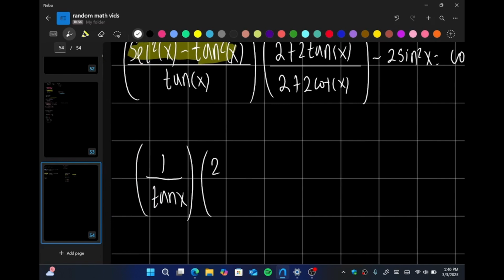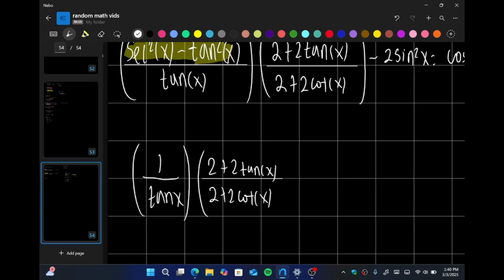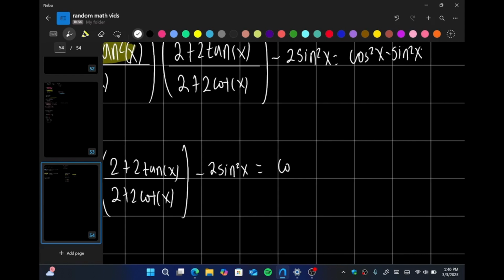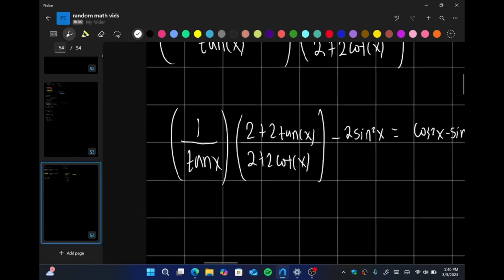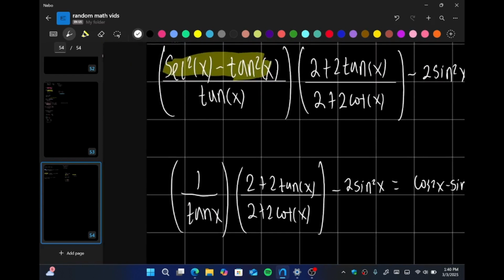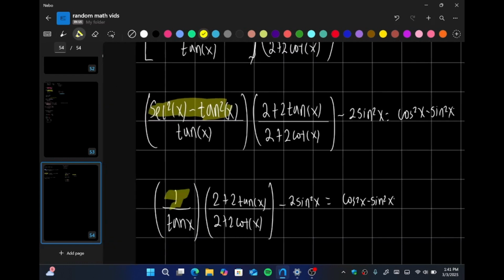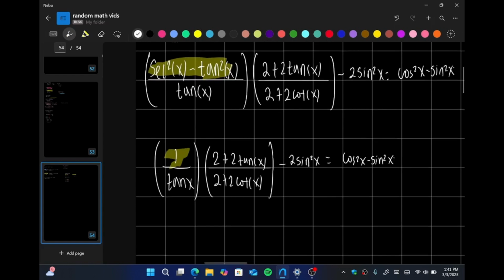going to write the rest of it down. So over 2 plus 2 cotangent x minus 2 sine squared x is equal to cosine squared x minus sine squared x. Okay, obviously we know that, again, this was equal to 1, and the bottom just stays the same.